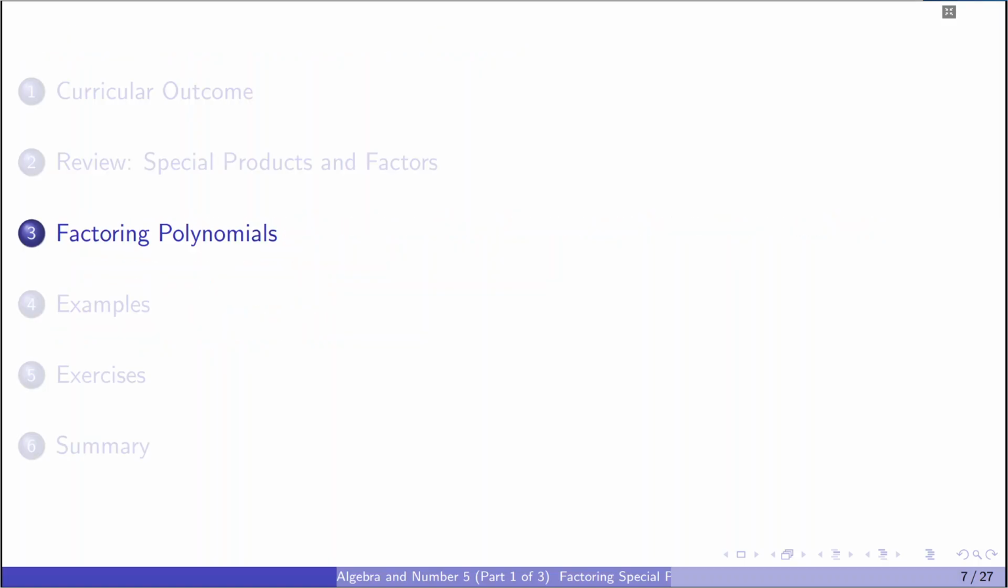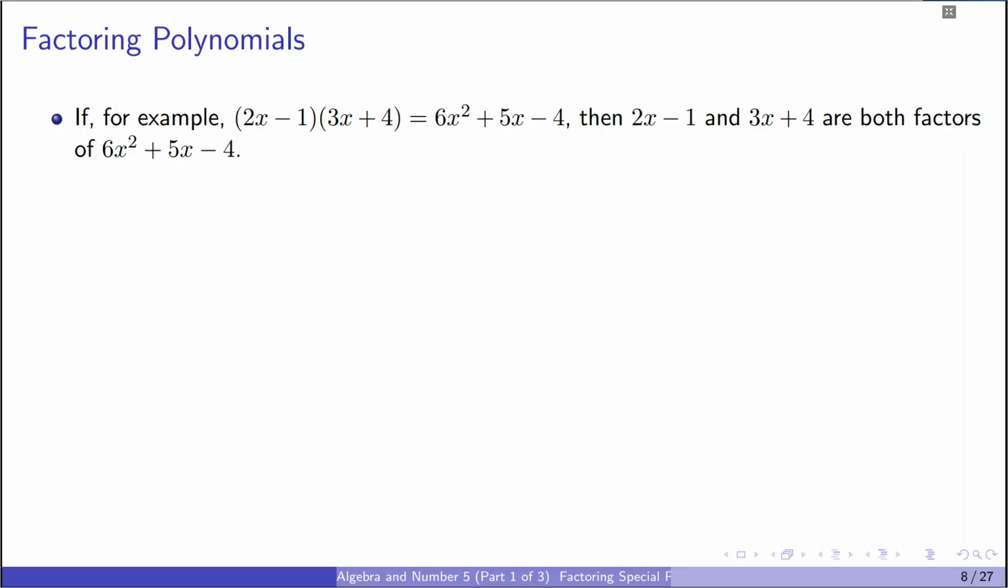How can we apply this to factoring polynomials? Well, if we have, say, 6x squared plus 5x minus 4, we can get that by taking 2x minus 1 times 3x plus 4. So 2x minus 1 and 3x plus 4 are both polynomial factors of the trinomial, because there are three terms. They are polynomial factors of the trinomial 6x squared plus 5x minus 4.